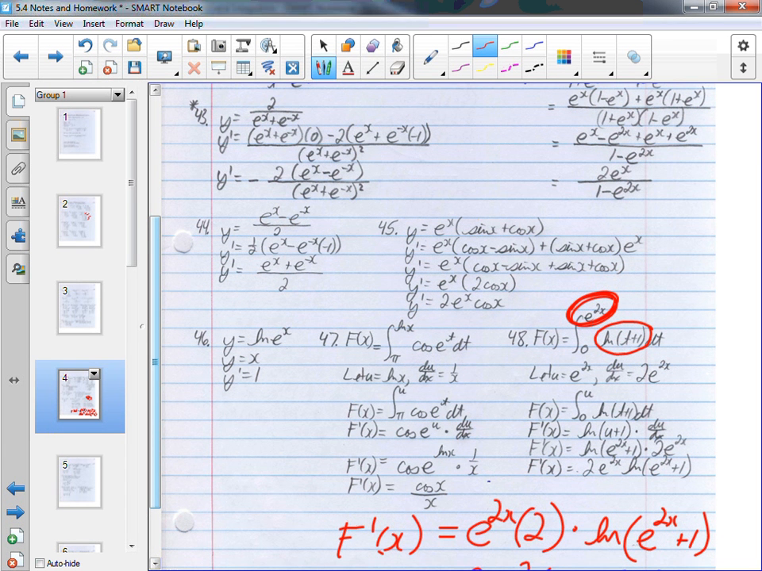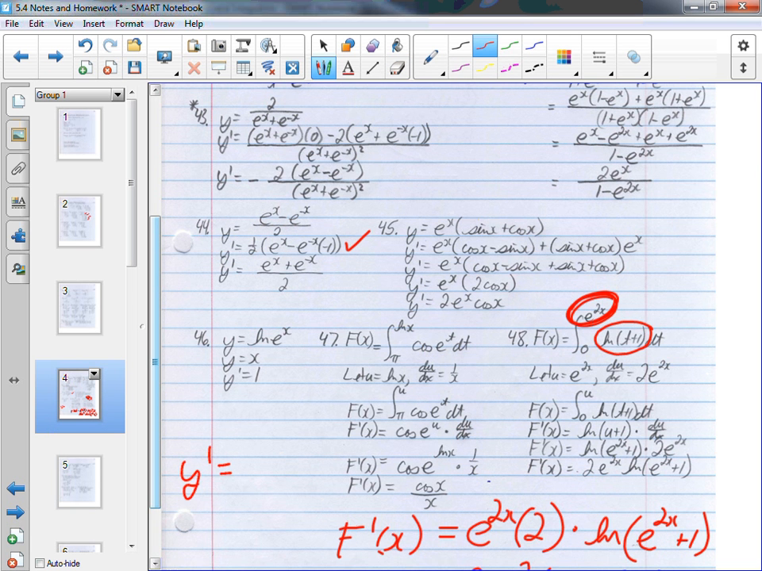Now, I could quotient rule this, and there's nothing wrong with quotient ruling it, but I didn't, and the only reason I didn't is because a 2 as your denominator, isn't that the same thing as 1/2 times the numerator? So I thought maybe it'd be a little simpler if I just did the constant multiple rule. So I rewrote it like that.